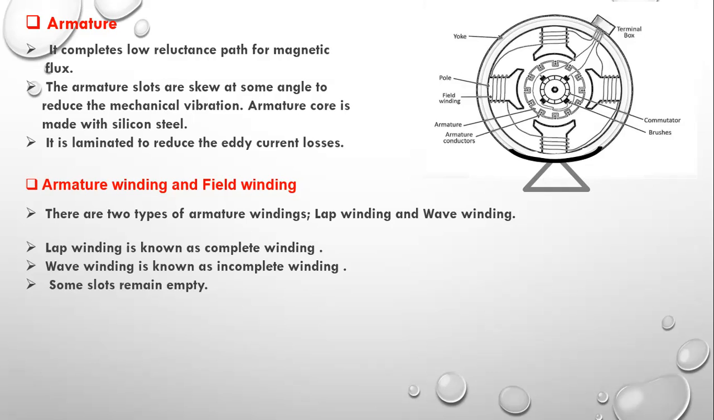The field winding connects with the DC supply. Whenever the field winding is energized, it produces magnetic flux and the pole behaves like a magnet.